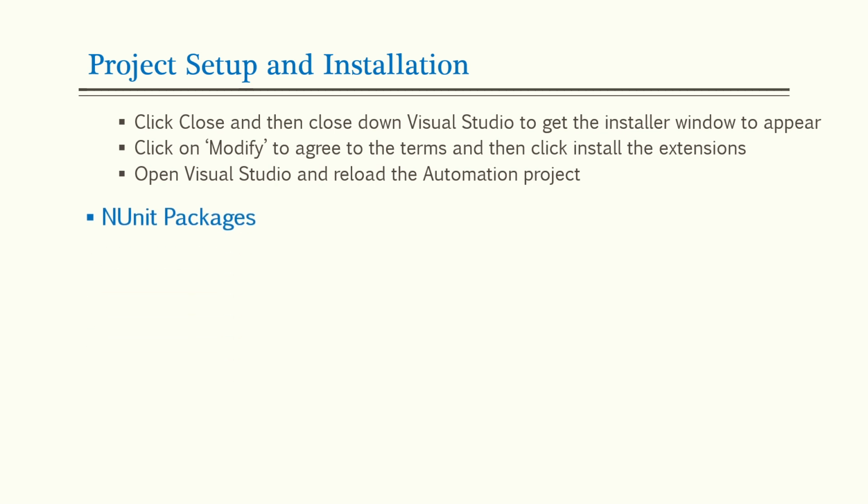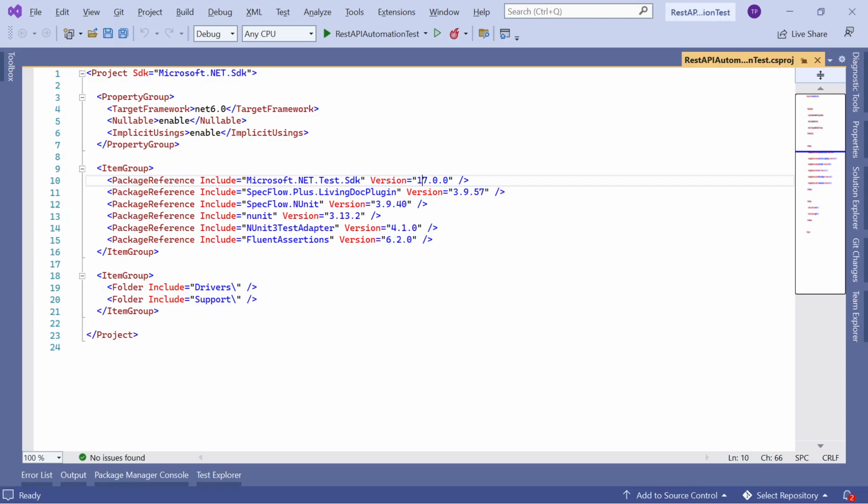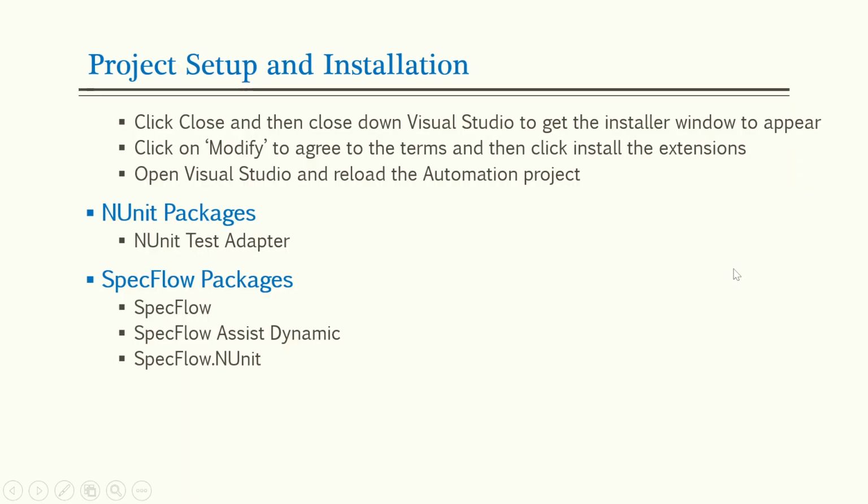So next is NUnit packages. What NUnit package is required for this project? That is NUnit test adapter. And what are the SpecFlow packages required? SpecFlow.Assist.Dynamic and SpecFlow.NUnit. Since this is a SpecFlow project itself, there is no need to install these NUnit or SpecFlow packages. As I said, they are already installed. You can see here, this is the NUnit, this is the adapter, this is the SpecFlow NUnit, and this is the plugin. All these packages are already installed.